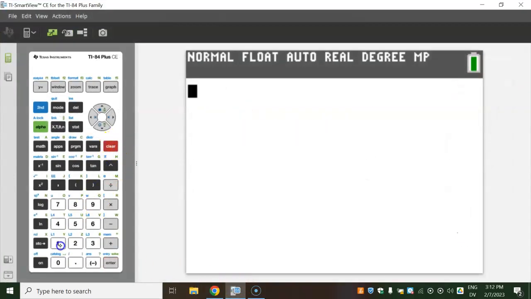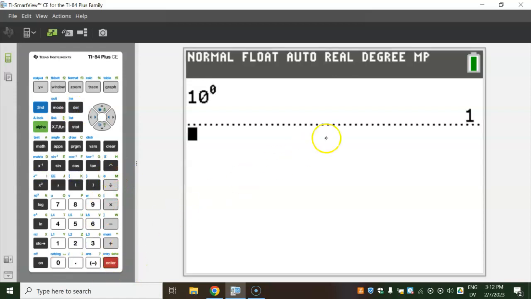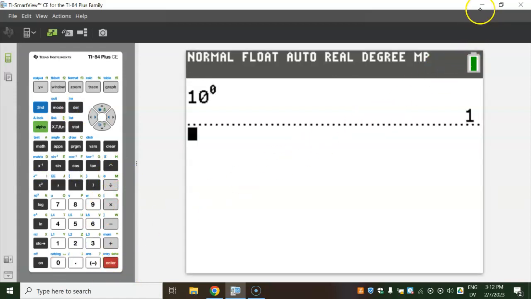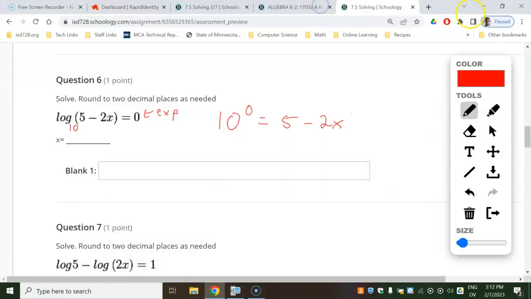If you're not sure what that is, just type in 10 hat 0. As weird as it seems, it's actually not 0, it's 1. Okay, so 10 to the 0 is 1. 5 minus 2x. So minus 5 from both sides now.